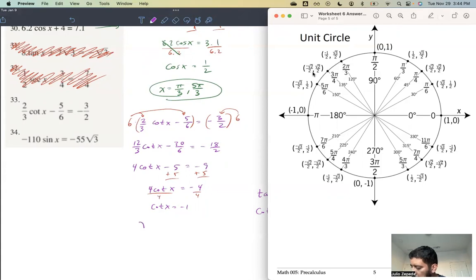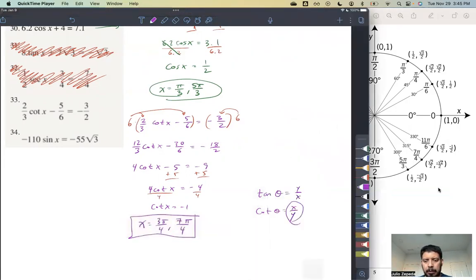So one of the solutions is x equals 3 pi over 4. And then the other solution, if we look across here, 7 pi over 4. X divided by y, those are opposites. So 7 pi over 4 is our other solution. Those are our two answers, and we're done. Not too bad at all.